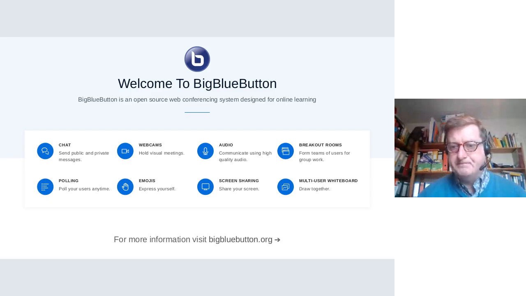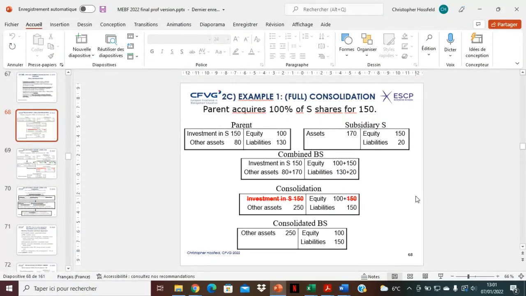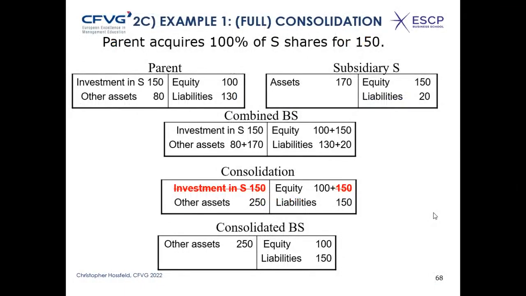Get started. So we were seeing yesterday, we finished by looking at the full consolidation method. Okay, so here this was our last example where the parent company buys 100% of the shares of the subsidiary for 150, which was the book value, so the value of equity. And then in this full consolidation procedure, in the first step, we set up the combined balance sheet where we add up all the assets, liabilities, revenues, and expenses in the income statement for all the companies in the group.